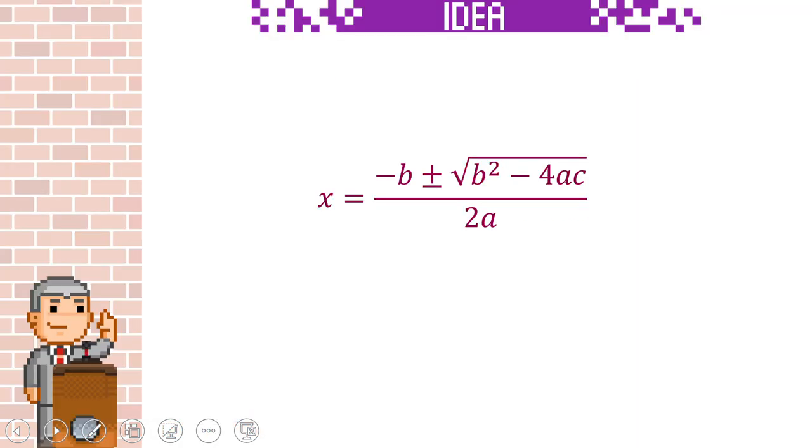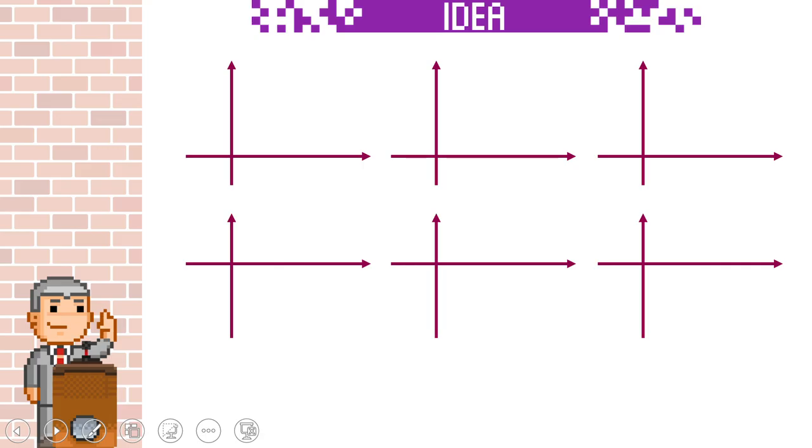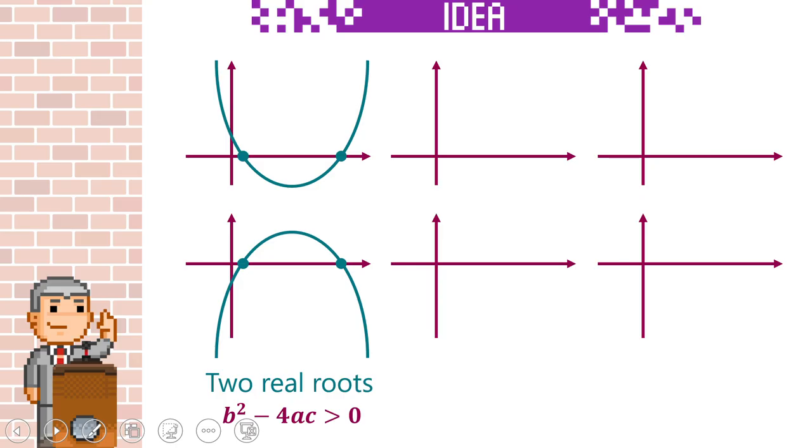So with the quadratic formula, we are referring to that part in the square root. So let's look at what that means. If we're thinking about two x-intercepts, it means that that square root part must be greater than 0, which means it will give us two answers, a positive and a negative.